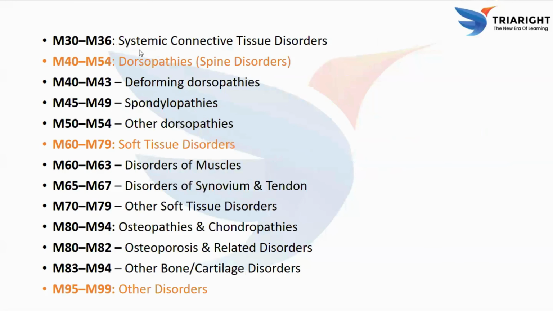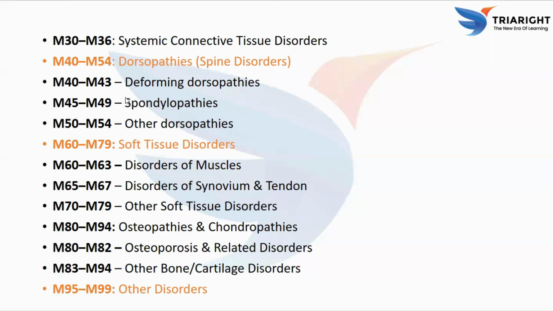Next is M30 to M36, and this covers the systemic connective tissue disorders. These disorders affect the body-wide connective tissues, meaning they can involve the joints, skin, blood vessels, and also the internal organs. And then M40 to M54, dorsopathies, also called spine disorders. These codes cover the conditions affecting the spine, including deformities, degeneration, and also back pain conditions.